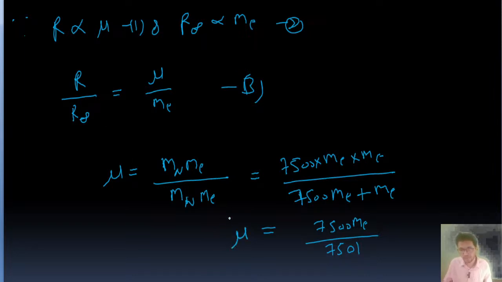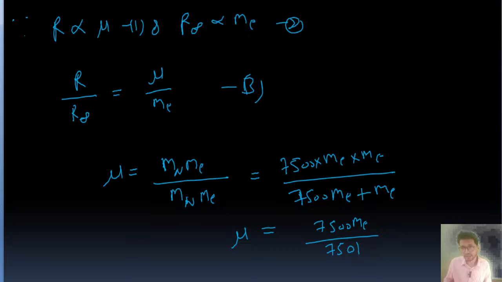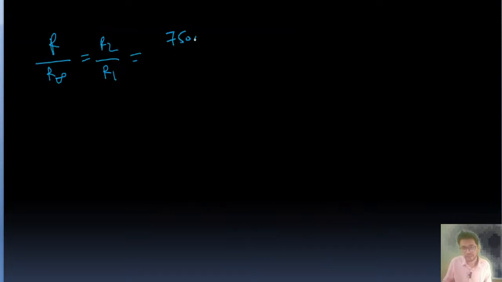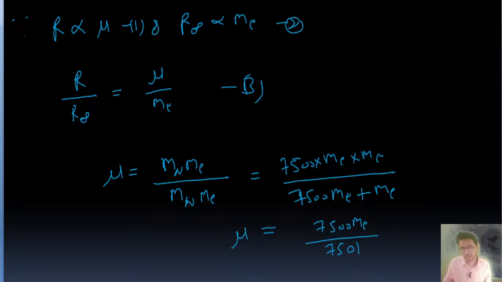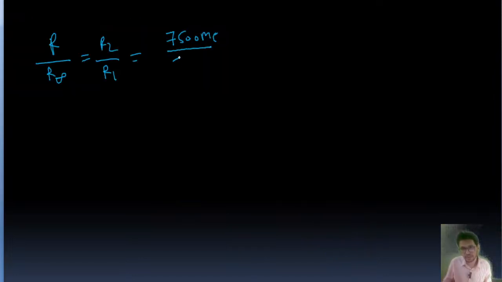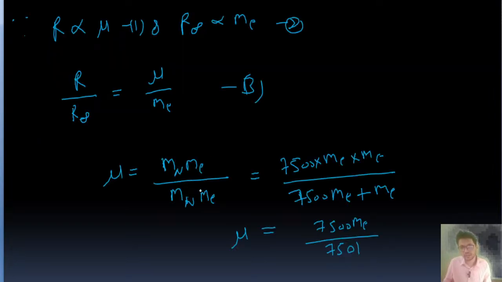This is the value of mu. Okay, so from here, now we'll put the value of mu in equation third. So R upon R infinity, or we can say R2 upon R1, because R1 is R infinity given and R2 is R given, right? So that is going to be, we'll put this value, 7500 ME upon 7501 ME upon ME, right? Because this is the one.